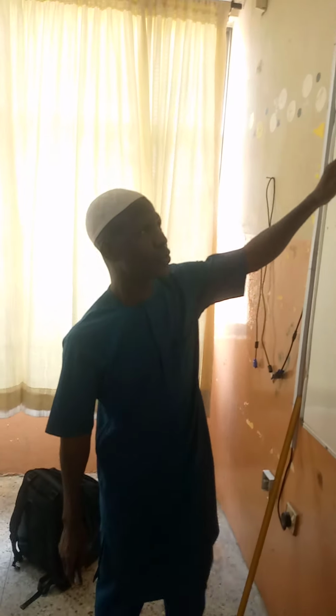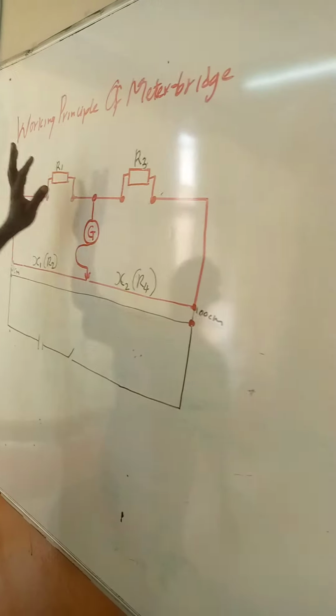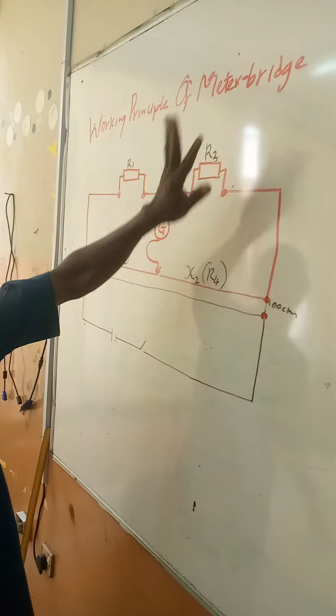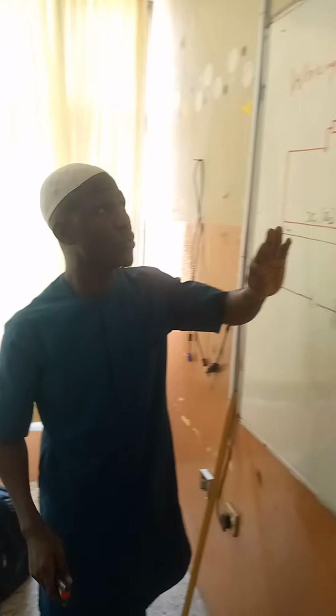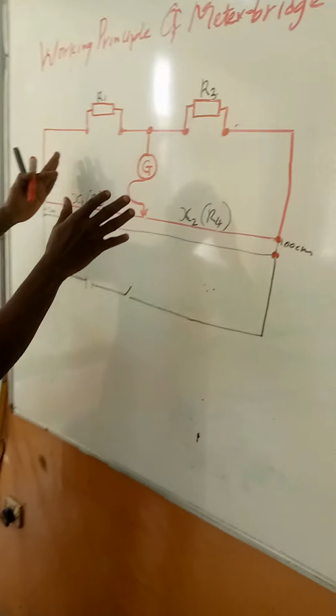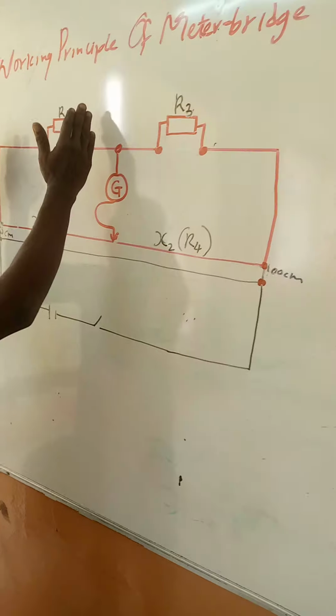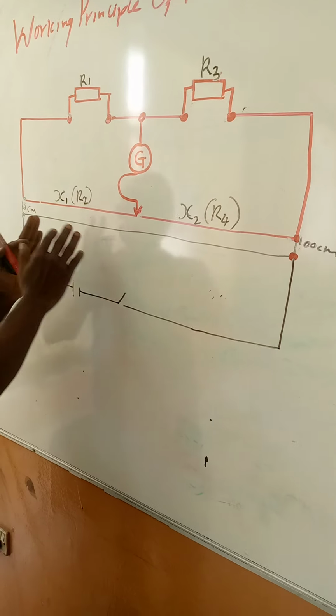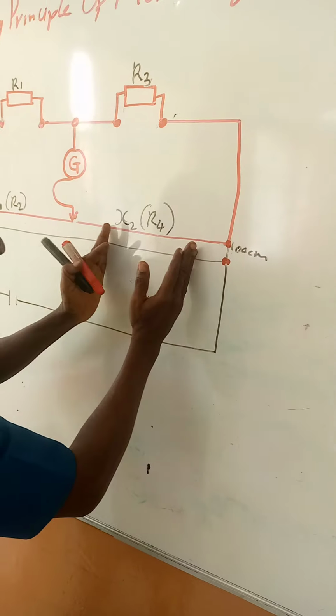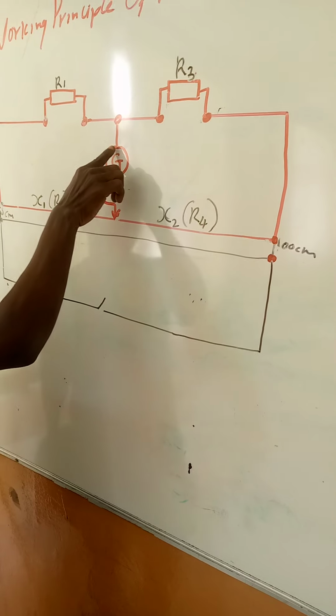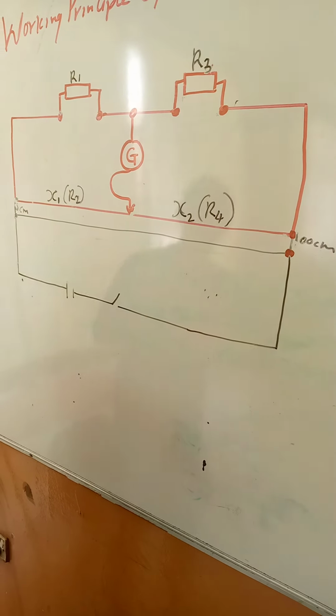In my previous video, that is the working principles of Wheatstone bridge. So this one will deal with working principles of metre bridge, and inshallah I will show you the relationship between the two. This one works on the principle that the ratio of resistance here must be equal to the ratio of resistance here when this galvanometer is pointing to 0. That is the point of no deflection.